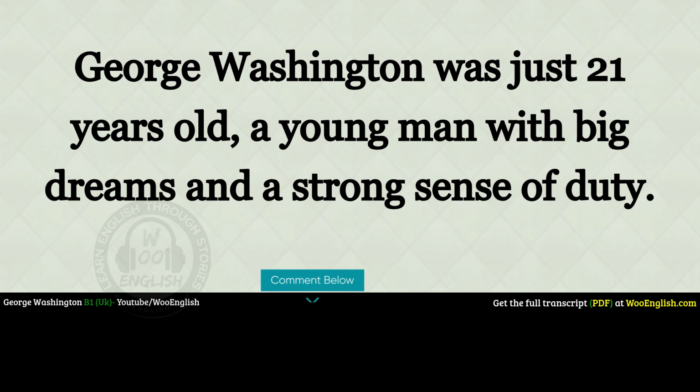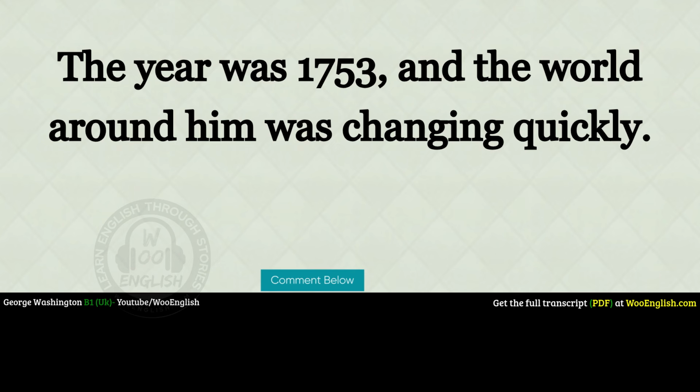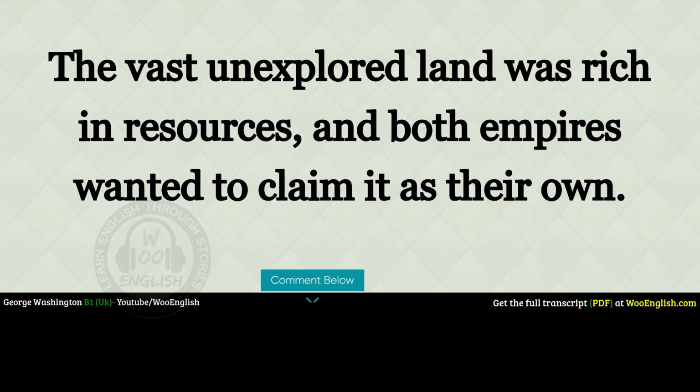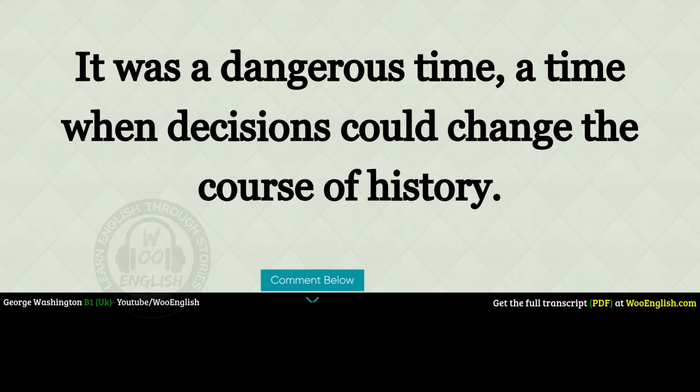George Washington was just 21 years old, a young man with big dreams and a strong sense of duty. The year was 1753, and the world around him was changing quickly. The British and the French were competing for control of North America, and tensions were rising. The vast, unexplored land was rich in resources, and both empires wanted to claim it as their own. It was a dangerous time, a time when decisions could change the course of history.